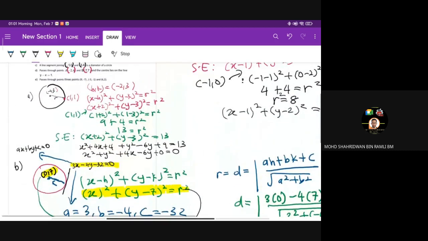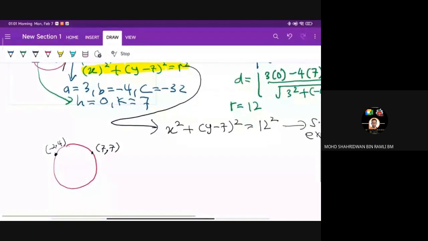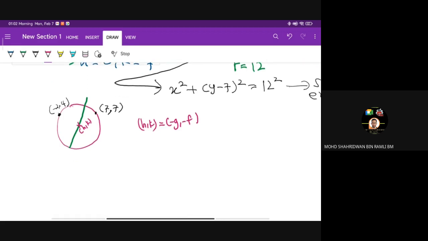Okay, so next, it states that the center lies on the line y minus x equals 1. So let's say you have a line here, and it lies on the center, so either (h, k) or (negative g, negative f). Because this one is much easier, we solve using the general equation. So I will put here (h, k), where (h, k) equals (negative g, negative f).